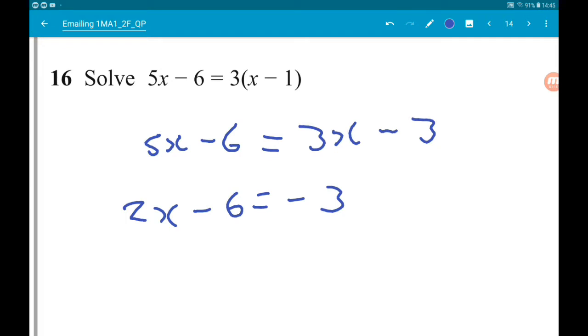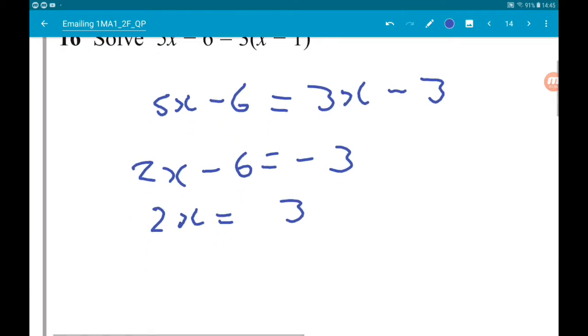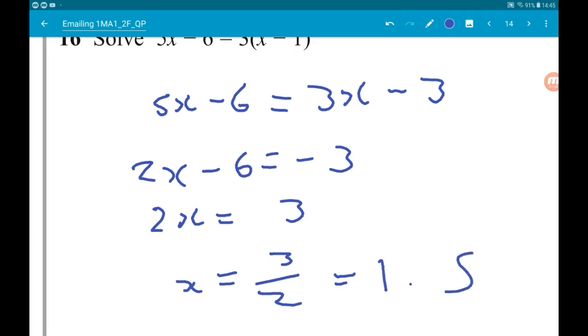And now we need to move that minus 6. So to cancel it out, we add 6. So 2x is equal to 3. And then finally, divide by 2, and we get x is 3 over 2, which is the same as 1.5. Either one of those is fine.